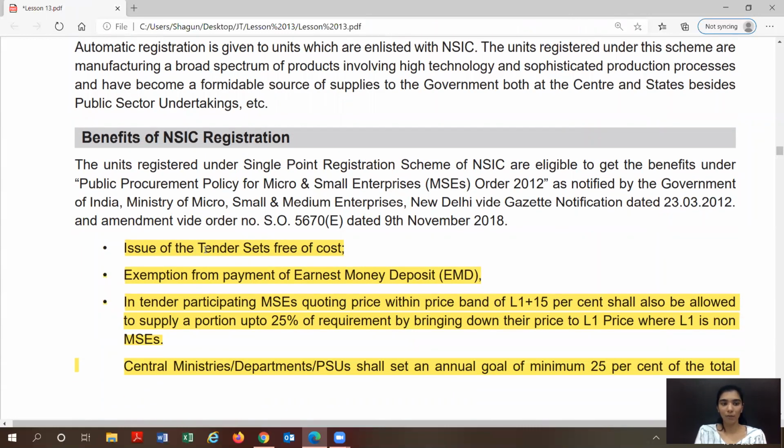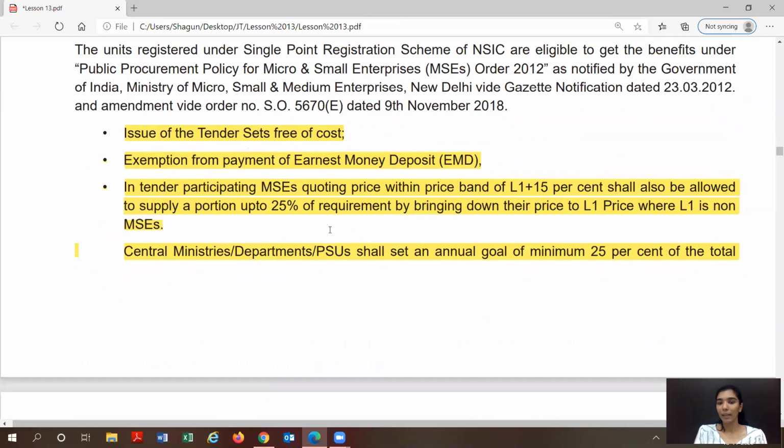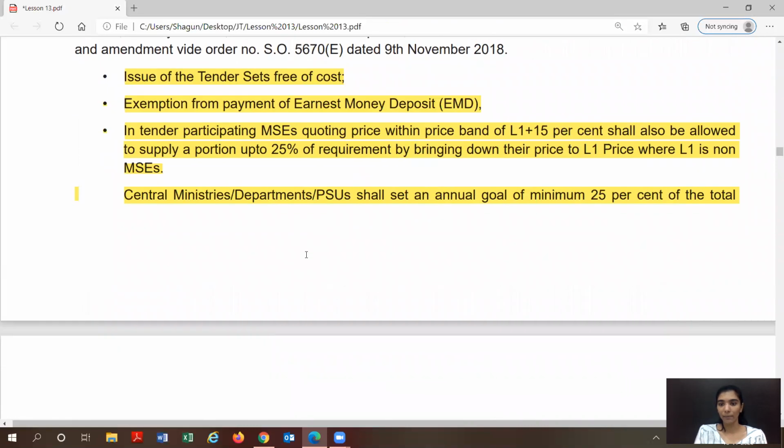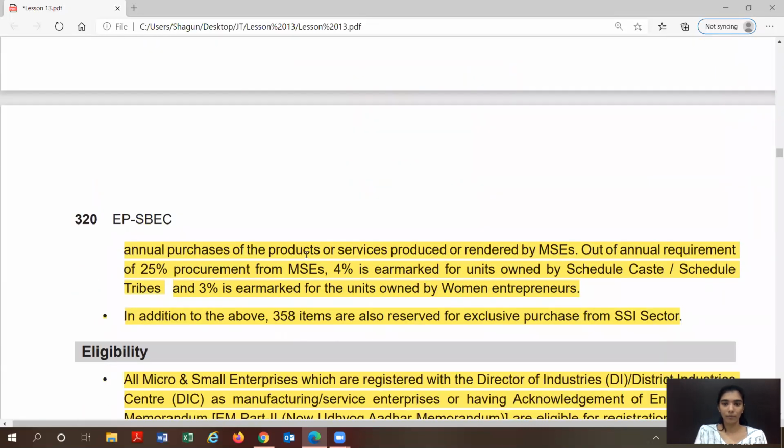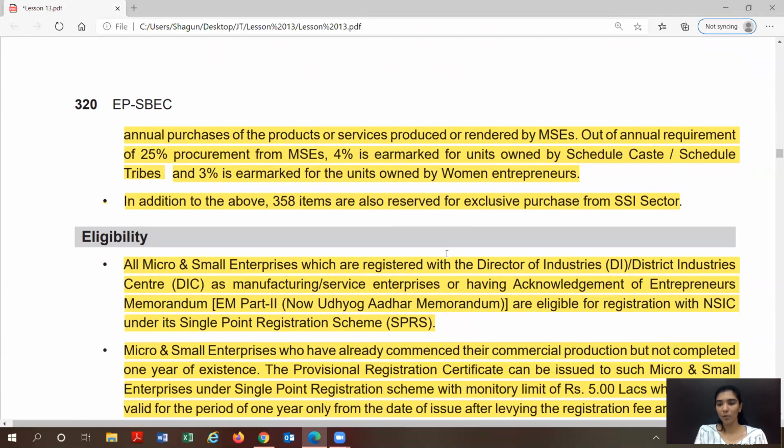You will get free cost of tenders. You will be exempt for payment of earnest money deposit. Tenders में उनको benefit रहता है. There are various benefits to the SSIs.